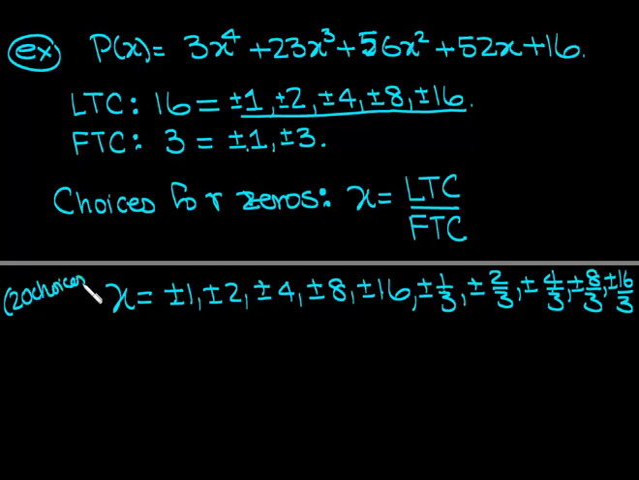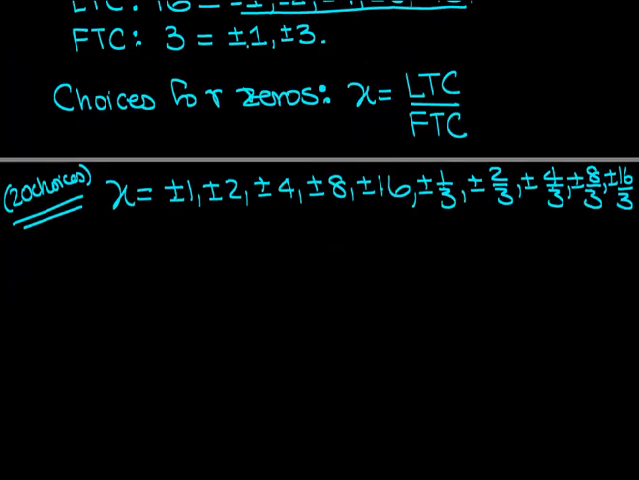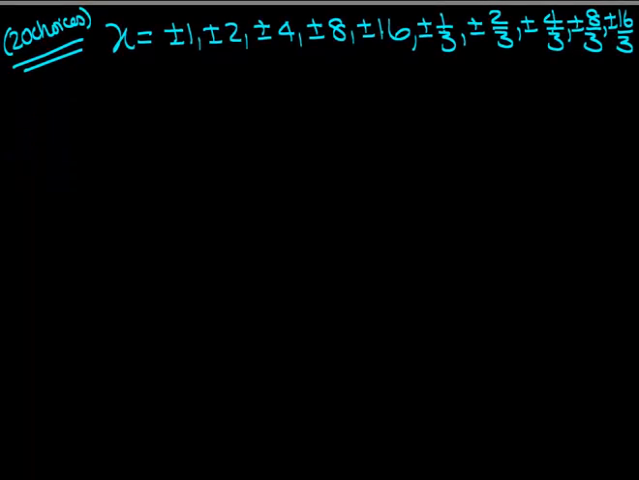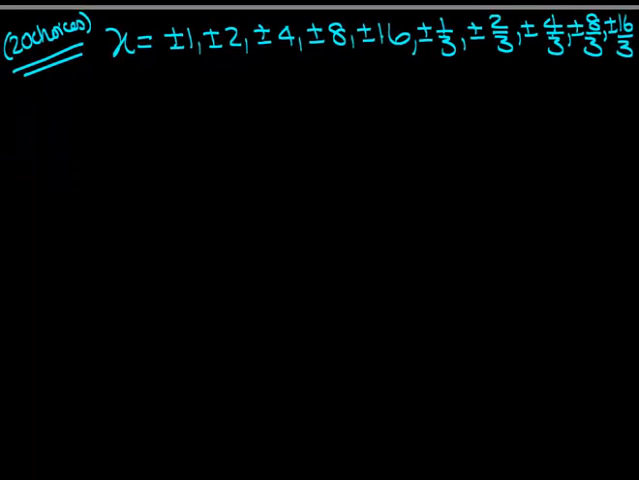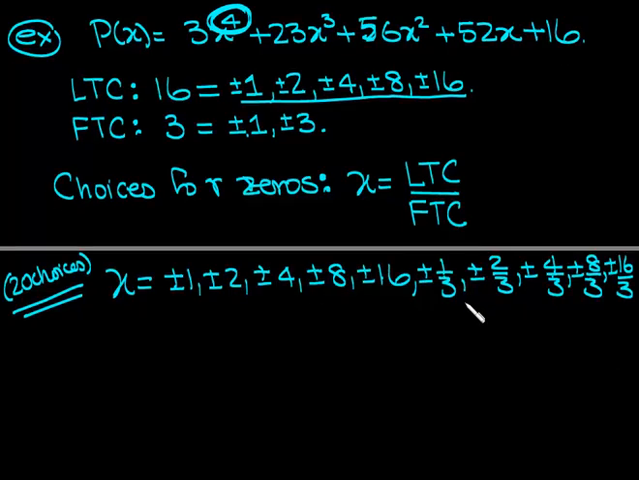Out of those 20 choices, how many zeros am I looking for? 4. Now, the zeros I'm looking for don't all have to be rational. Some of them could be complex, or some of them could be irrational, and so on. So that's something you need to watch out for. But there is a nice little trick that'll help us narrow this down a little bit. So let me show you that trick.